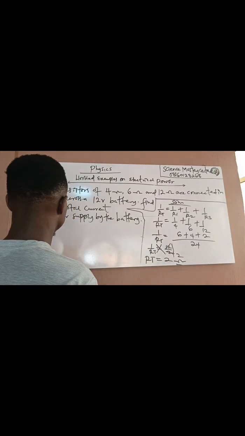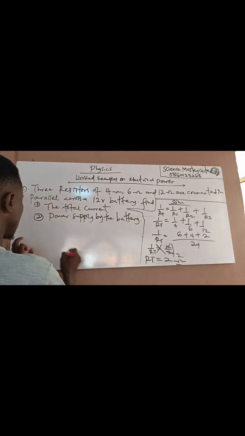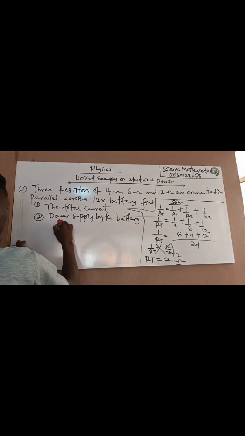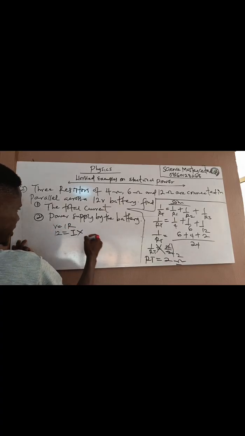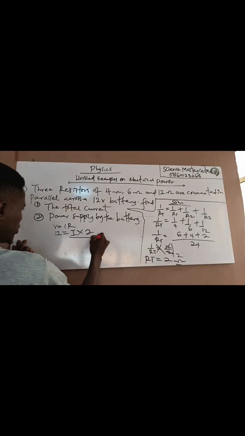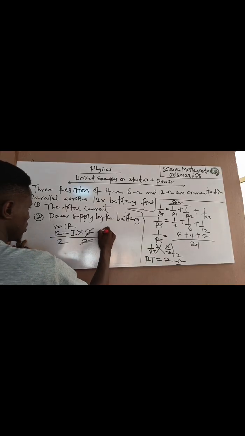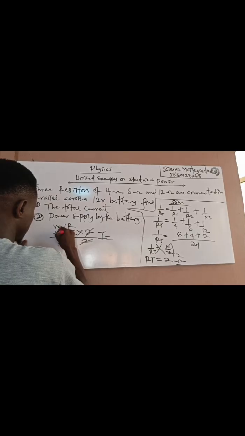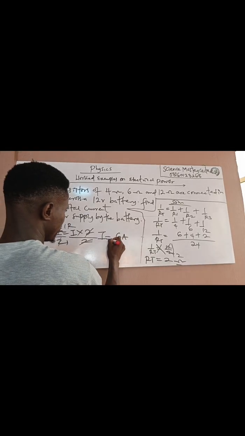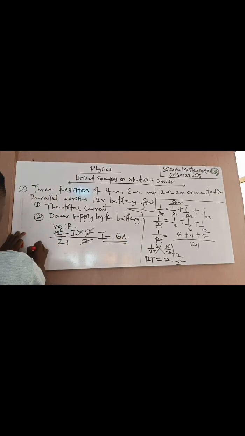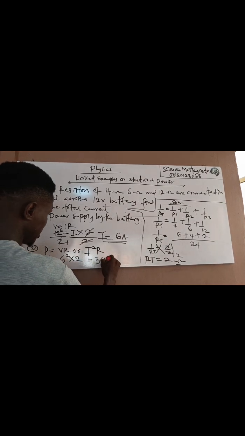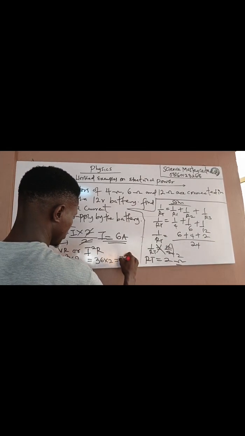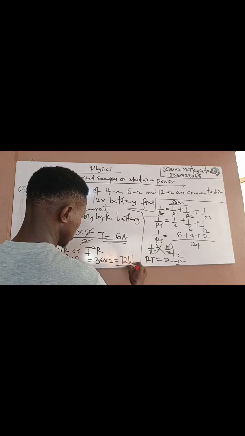Now, we are not done because they say we should look for the total current. The total current is, from your Ohm's law, V equals IR. What's my V? Your V is 12. R is 2. Divide both sides by 2. So your I becomes 2 here 1, 2 here 6. So your I is 6 ampere. The second one, the resistance, that was 2. This will give you 36 times 2. That's 72 watts. That's the answer.